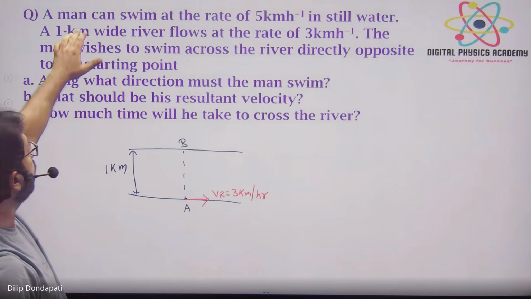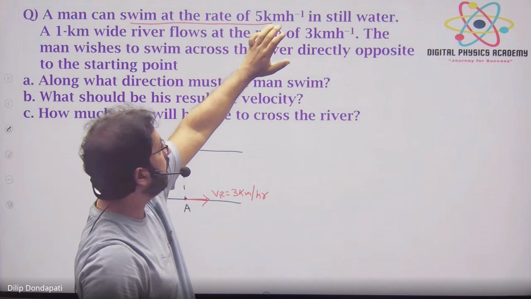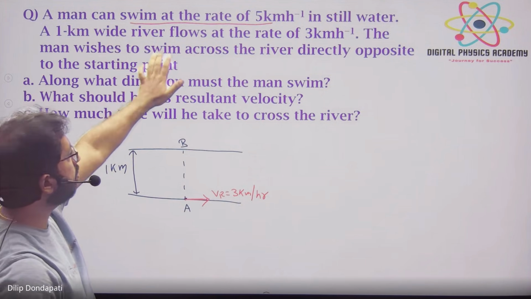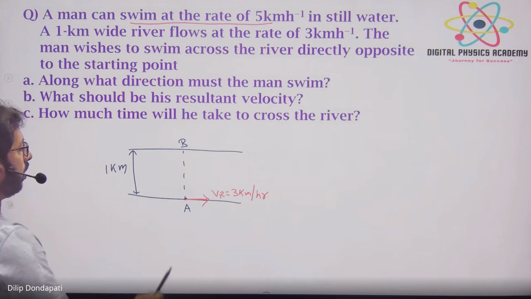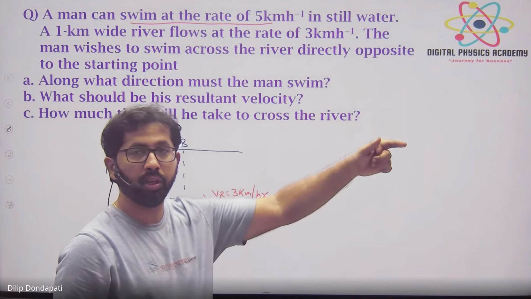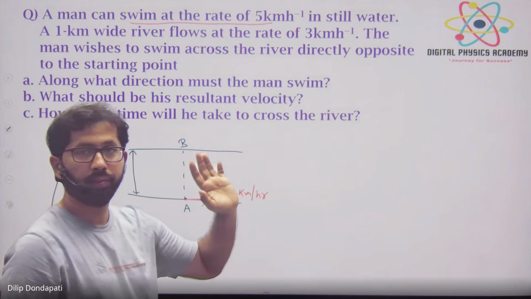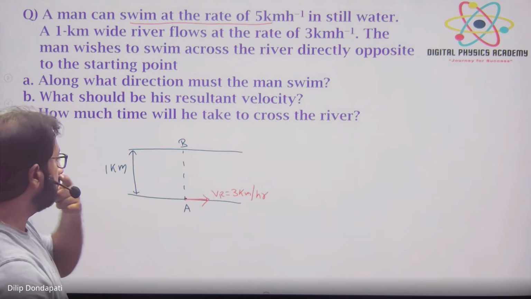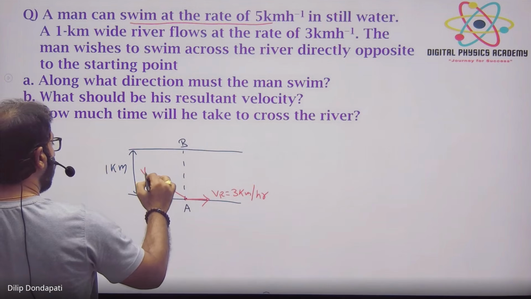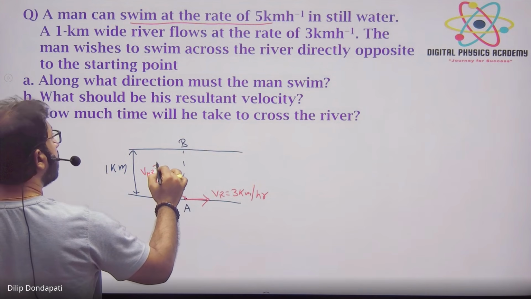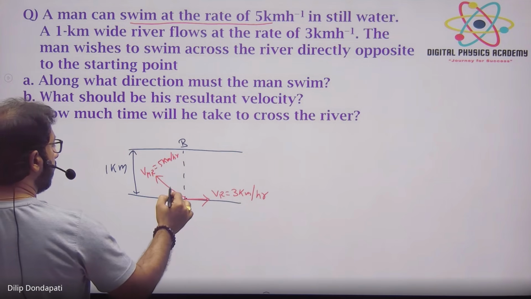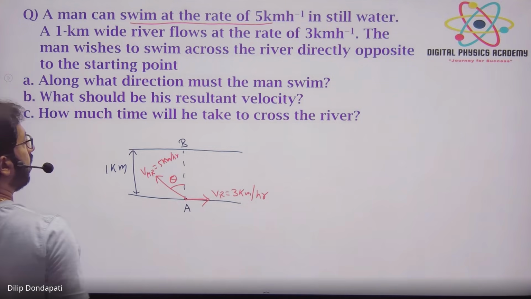Look, he has given the swimmer's speed with respect to river, but he doesn't know which direction we have to go. But what is the question? The man wishes to swim directly opposite to the starting point, A to B. So which case is it, Krishna? It has to cross exactly A to B. Shortest distance or shortest time? So shortest distance. Definitely he has to travel like this. Velocity of man with respect to river they gave as 5 kilometers per hour. This is theta.